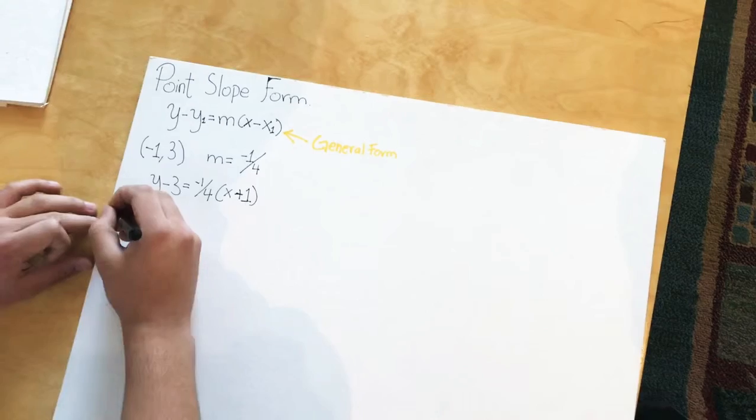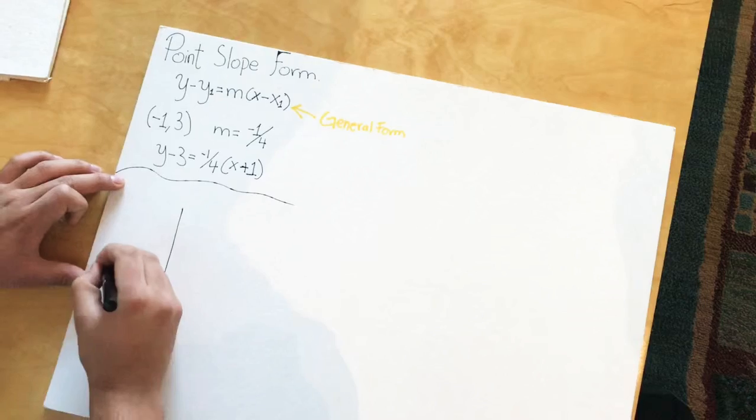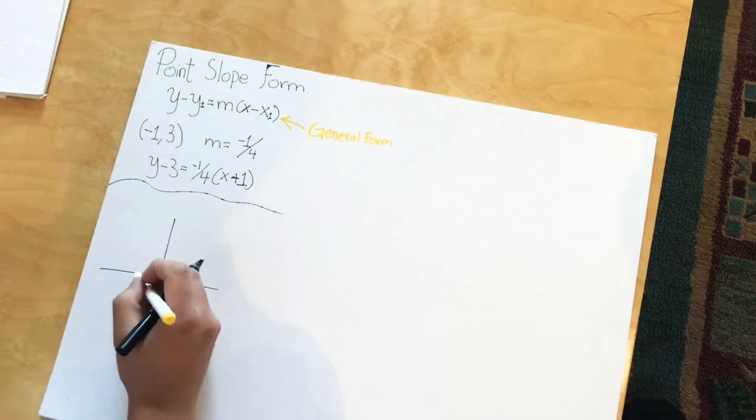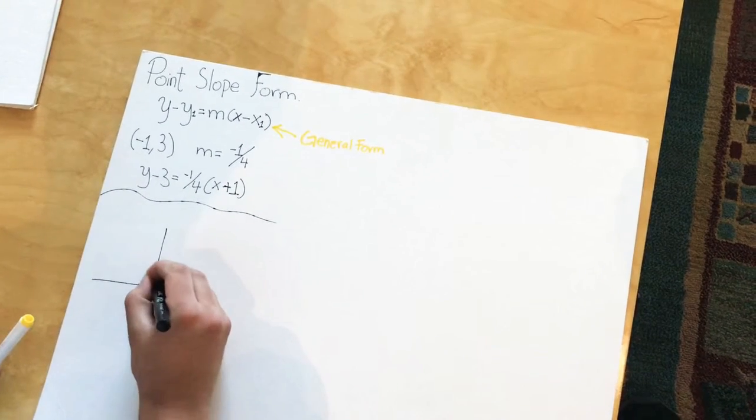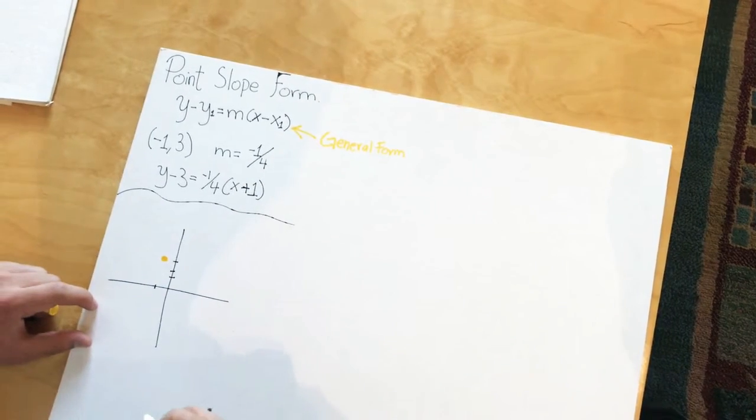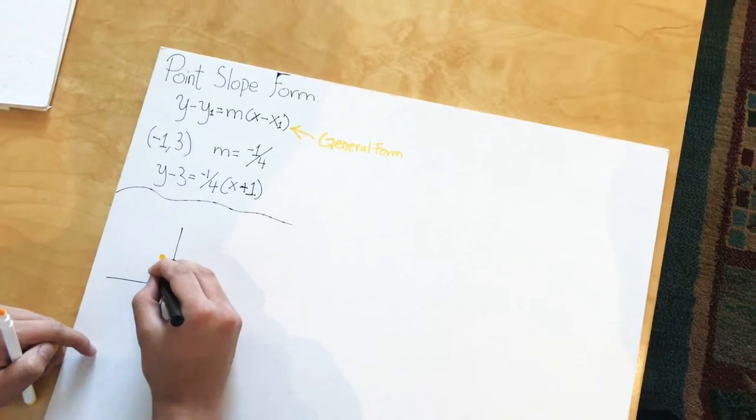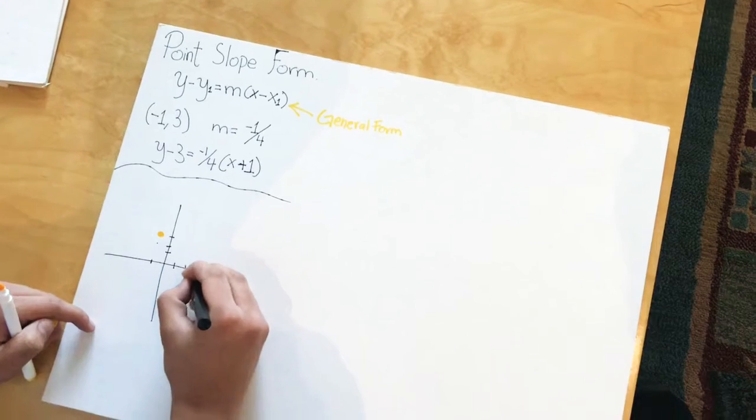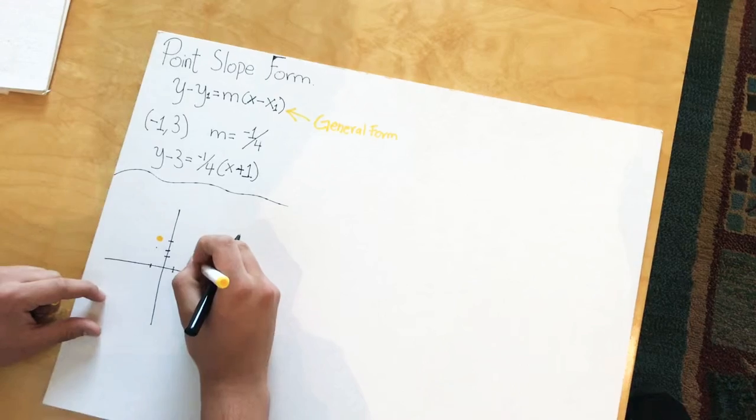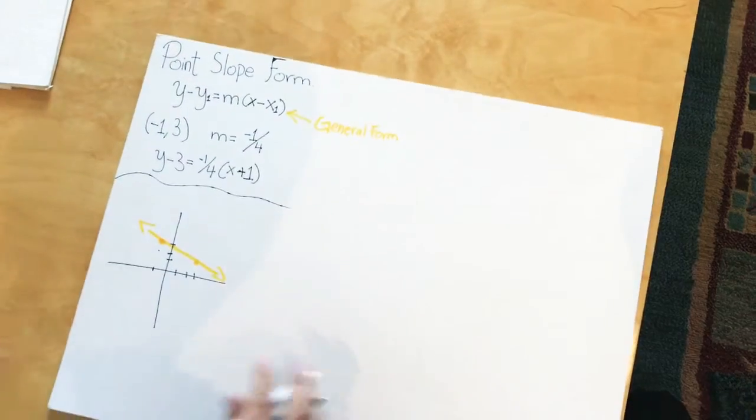But if you want to graph it, you will need to go back to this, go to the graph. Okay, so here's your first point. You will go negative 1, 3. Then you will need to go with the slope. It's negative 1 over 4, which means 1 down and then 4 to the right: 1, 2, 3, 4. So here's your other point. And then you just align them, and here is your graph.